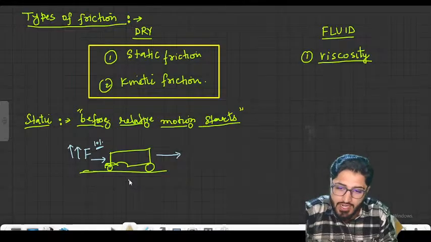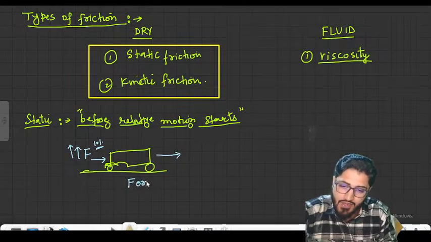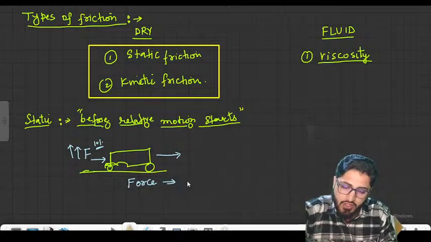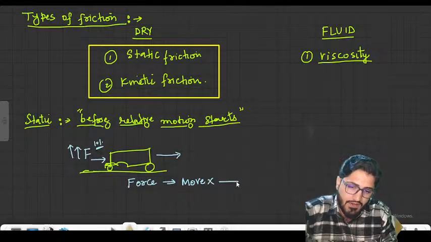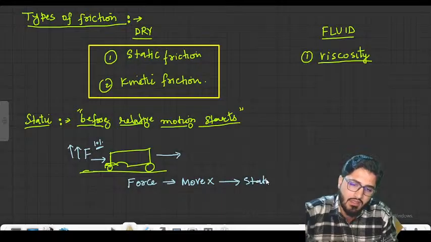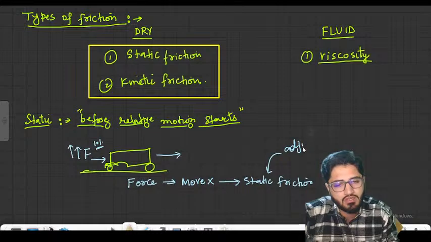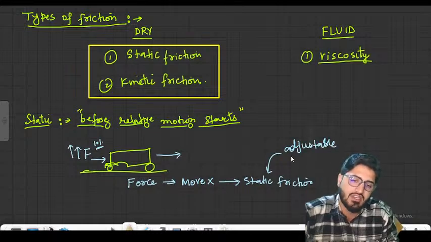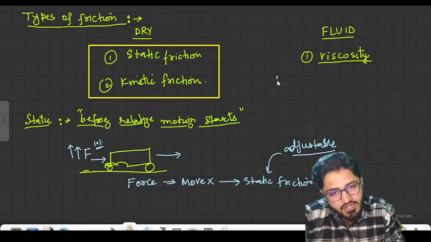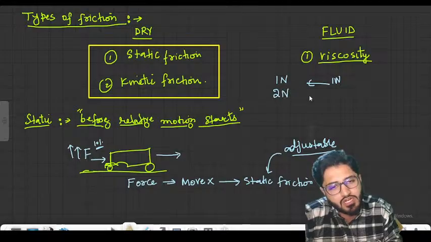Look, if you are applying force and the box doesn't move, which type of friction are you getting? You will say there is static friction. And this static friction is naturally adjustable. That means if you are increasing your force by 1 Newton, it will oppose it by 1 Newton. If you are increasing by 2 Newton, it will oppose by 2 Newton, up to a certain limit.